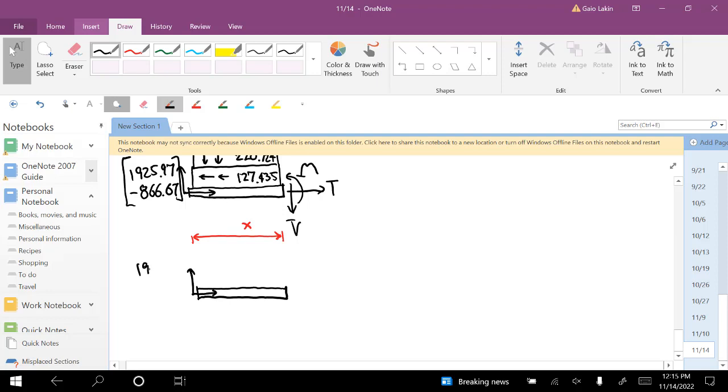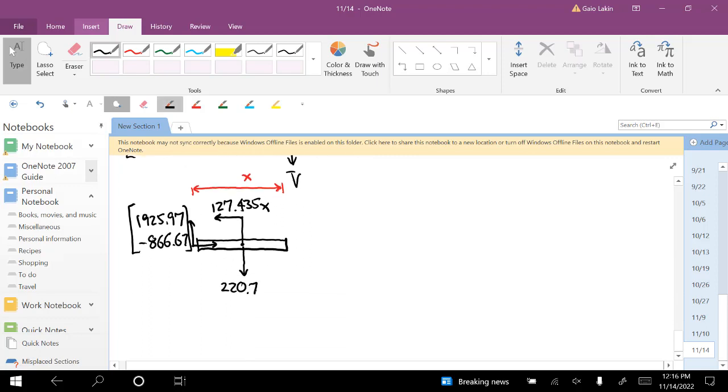So we still have 1925.97, negative 866.67, and at the middle we have a point force going this way of 127.435x, and we have a downward point force of 220.724x. And then the internal loads.